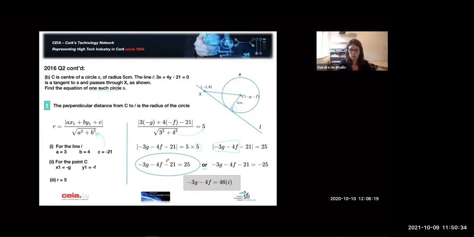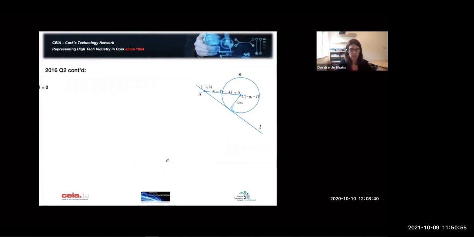When I tidy that one up, what I get is minus 3g minus 4f is equal to 46. And that's one equation. I can see I have two unknowns, so I'm going to need to find another equation with g and f that I can solve, because if I have two unknowns, I need two equations to solve. If I have three unknowns, I need three equations. So how am I going to get another equation in terms of g and f?